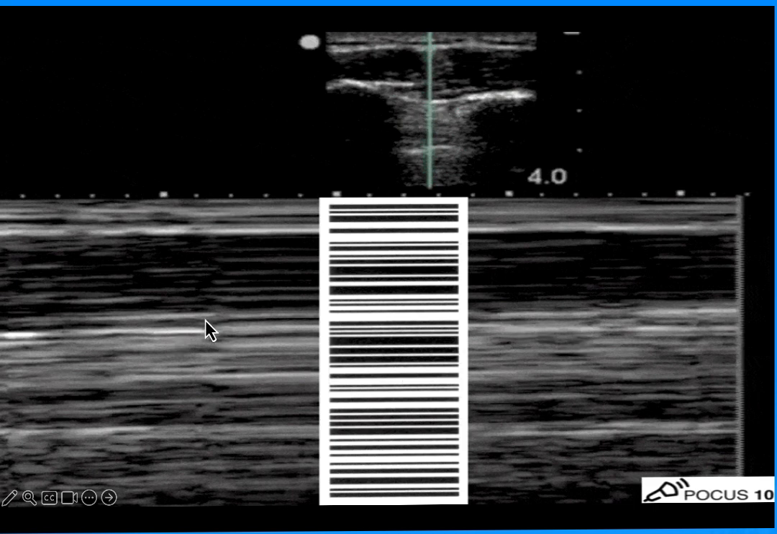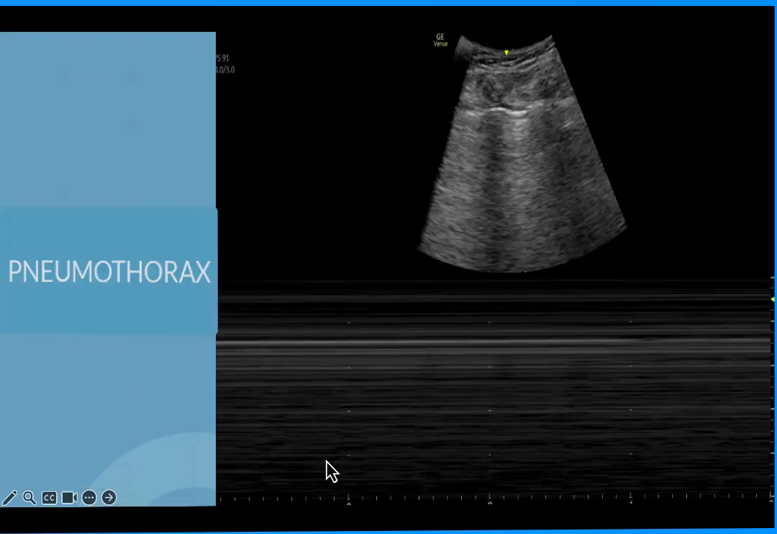The area above the pleural line looks the same to me as the area below the pleural line, just nice and horizontal. There is a name for this. It's called the barcode sign. This is another example of it on an actual patient, where the area above the pleural line is exactly the same as the area below the pleural line, just nice, straight, horizontal lines. This is typically indicative of a pneumothorax.